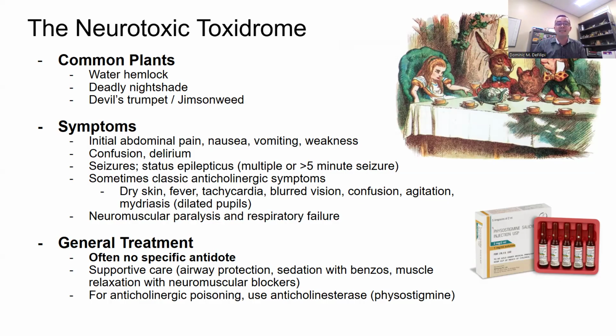The general treatment is kind of rough. There's often no specific antidotes, so supportive care is given. There's airway protection, sedation with benzodiazepines, muscle relaxation with neuromuscular blockers to treat these symptoms. For anticholinergic poisoning, however, there is an antidote, and that would be anticholinesterase or physostigmine.